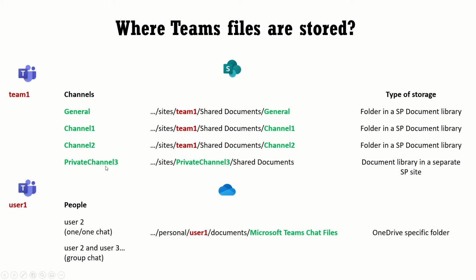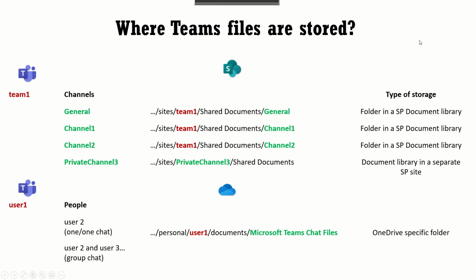But when you have a private channel or a shared channel, then you have a new SharePoint site. That's the only exception. When you're sharing a document in a chat or a group chat with one person or different persons, the document will be stored in your OneDrive in a specific folder called Microsoft Teams Chat Files. So let's see that in action.